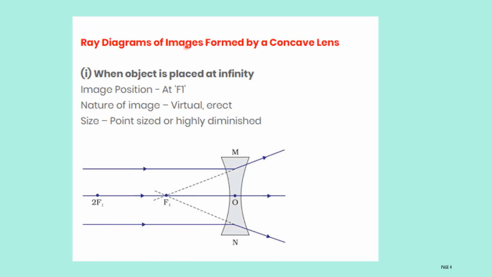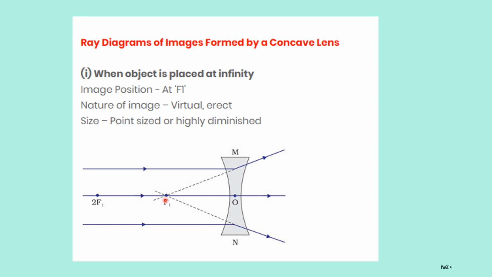Ray diagram of image formed by a concave lens. When an object is placed at infinity, what is the position of the image? Then what is the nature? Let us discuss. The position of the object is at infinity. According to the law, if any ray is parallel to the principal axis, after hitting the refracting surface, it will diverge in this direction. After extending the diverging rays, they will meet at a single point F1. At this point, the image will form.